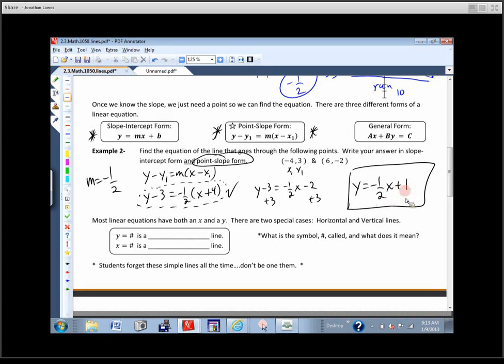If you like to plug into slope intercept form and find what the b is and then rewrite it, that's totally fine with me. Okay? Either way is fine. Any questions? Okay, let's take a look at the next one. Can you fill in those blanks?